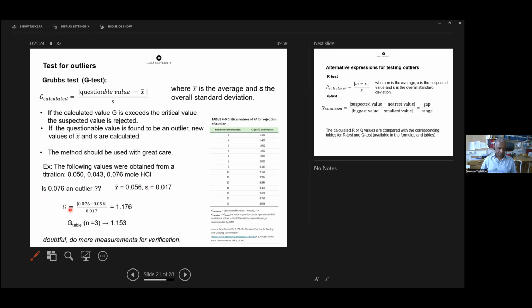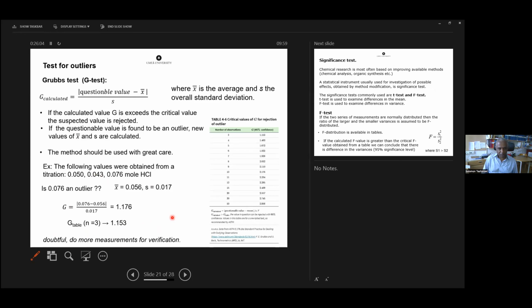And the G value is 1.176. And the G from the table here is 1.153. So the question is, is this an outlier or not? As you see, it's not such a big difference, and the number of measurements which we have done is only 3. So in this case, what we do is more measurements, like 5, 6 or more, 10 measurements, to be sure if it is close. So you can say that this is doubtful, and do more measurements for verification.